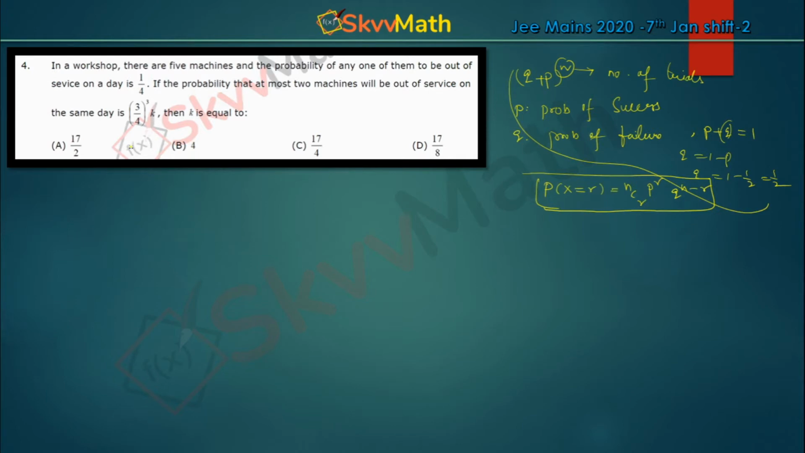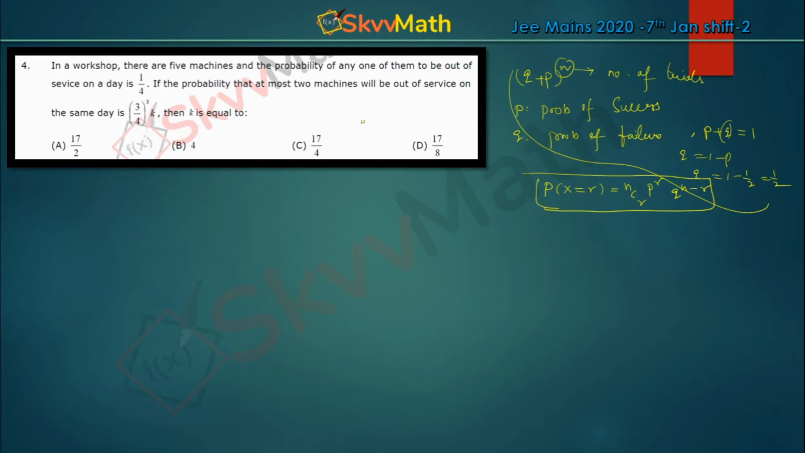Now what is given in the problem? There are 5 machines. If you verify each and every machine, that is the experiment, maybe the machine is out of service, or maybe the machine is not out of service. So there are only two outcomes, namely the machine is out of service and the machine is not out of service, right? It's working properly, it's in good condition. So now here we have only two outcomes.